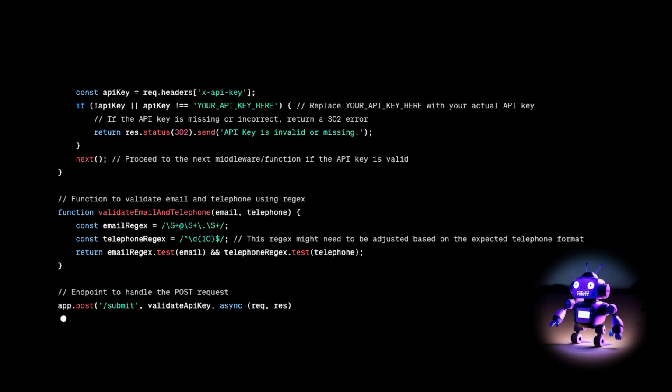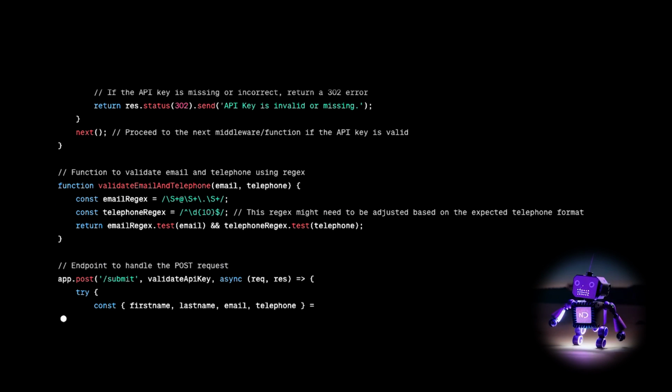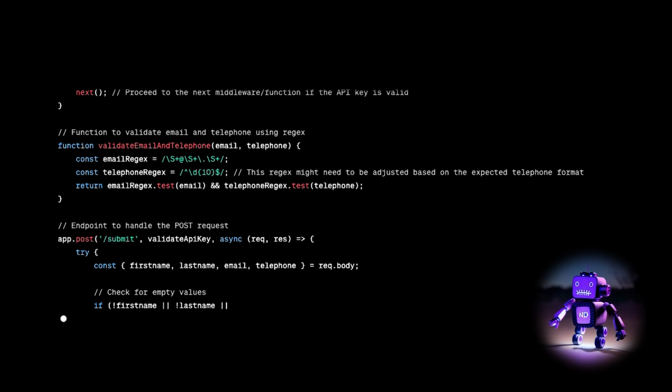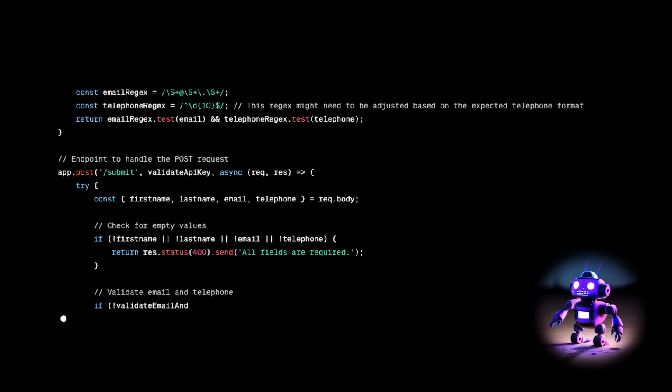Now, we reach the core functionality, the post request handler. This part of the code sets up an endpoint that listens for post requests. It uses the previously defined API key validation middleware to secure the endpoint. Within the handler, we extract and validate user inputs.